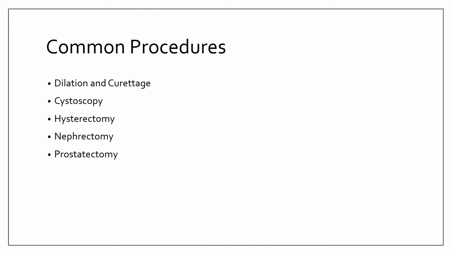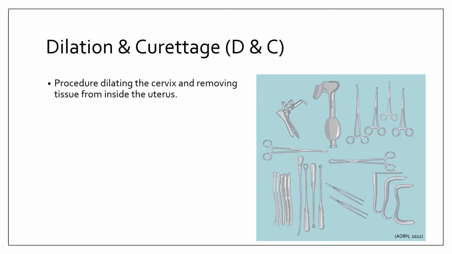So common procedures that we perform in GYN surgery are the dilation and curettage, or D&C, a cystoscopy, hysterectomy, nephrectomy, and prostatectomies. So D&C, I kind of mentioned it earlier. This little picture to the right is just a common D&C tray. These are instruments that you would see in a standard D&C set.